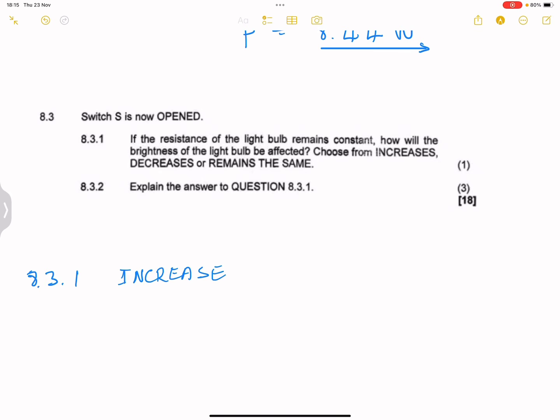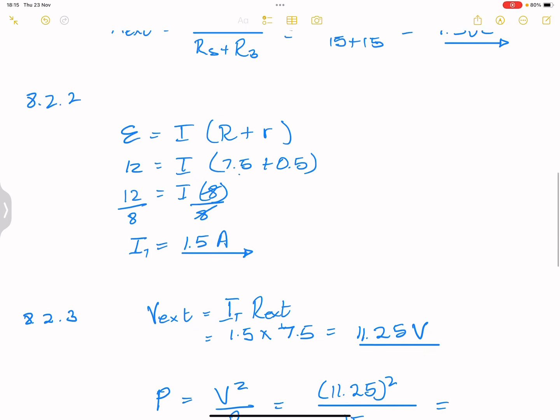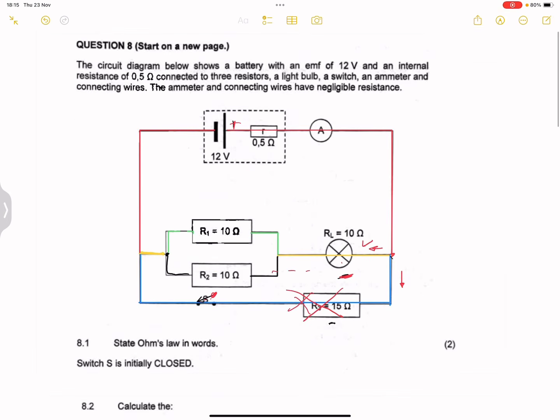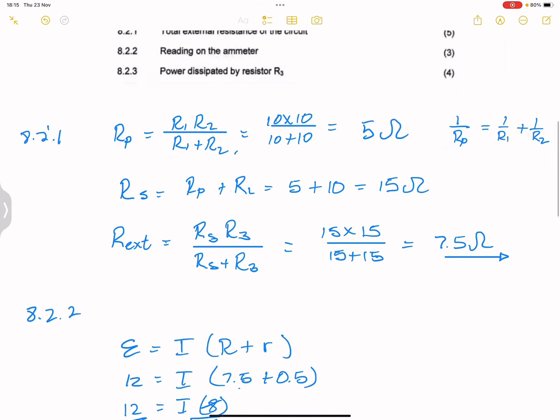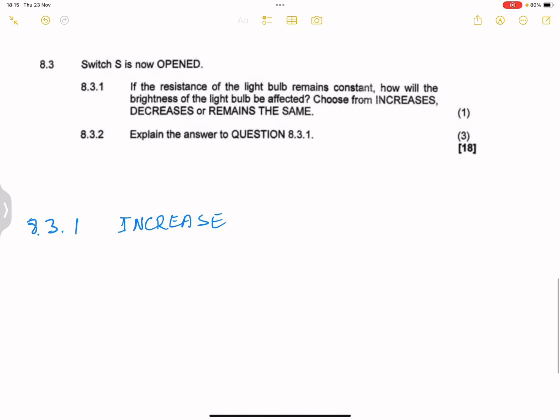Even though the current has decreased, or rather the resistance of the circuit has increased, we actually know that it's still the total current that would pass through that resistor there. The current would decrease, but it's the total current passing through there. So again, I'm really not too happy about this question. They say explain your answer.